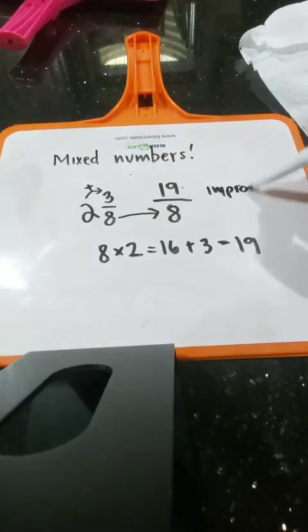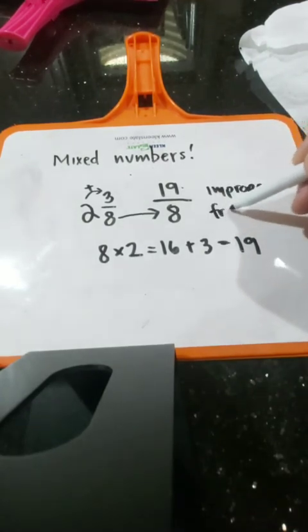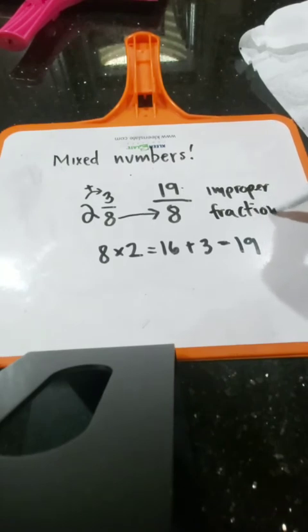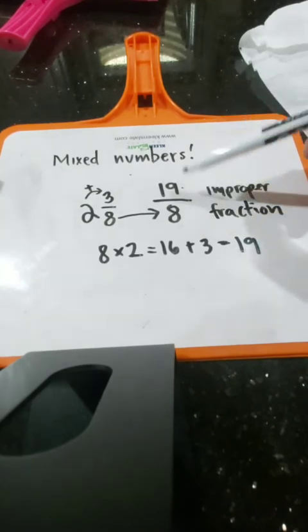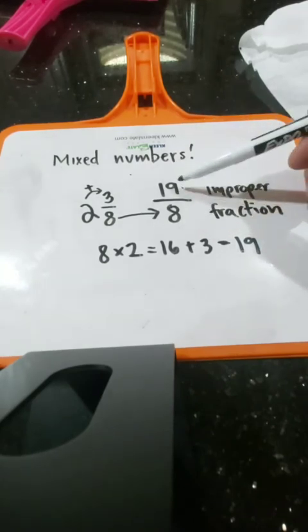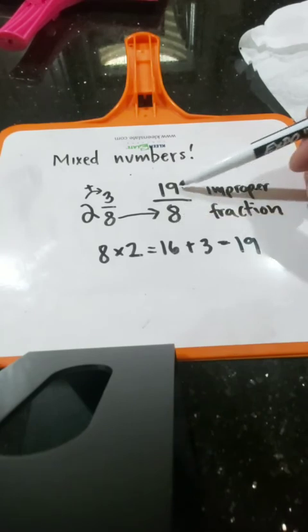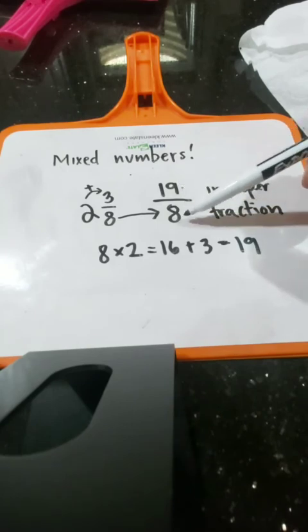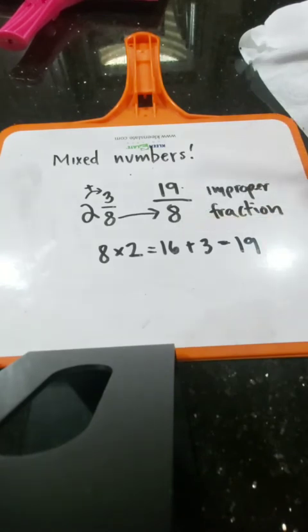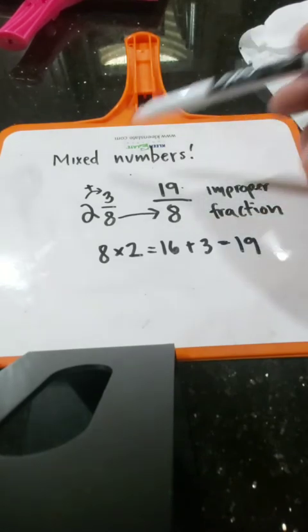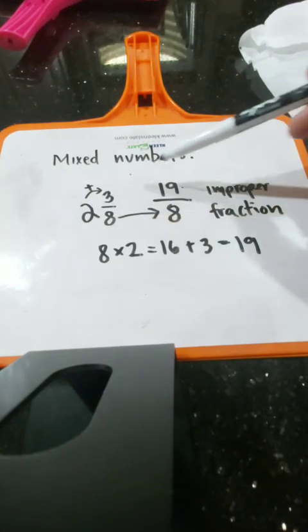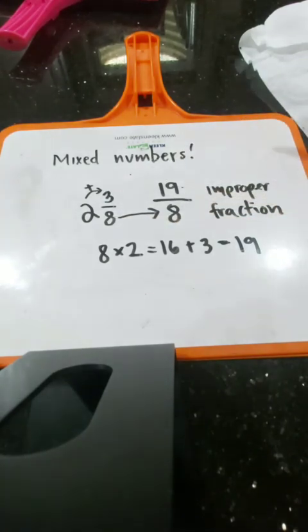Improper fraction. And again, the reason it's improper is because the numerator is larger than the denominator. The numerator in this case is 19, which is bigger than the number 8, which is the denominator. So therefore, it becomes an improper fraction. So it started as a mixed number, and it became an improper fraction. That's what we're doing this week. We are converting mixed numbers into improper fractions.